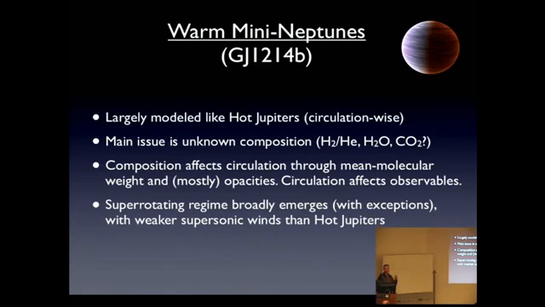It does so through essentially two ways. One is the mean molecular weight. H2 has a very different mean molecular weight than water, for instance, and that has some effect on the behavior of the atmosphere. But mostly, I think the dominant effect is opacities. By changing the composition, you change the depth at which the absorption of insolation happens, and also where your infrared emission happens. That tends to strongly affect the observables that I showed you in terms of the phase curve.